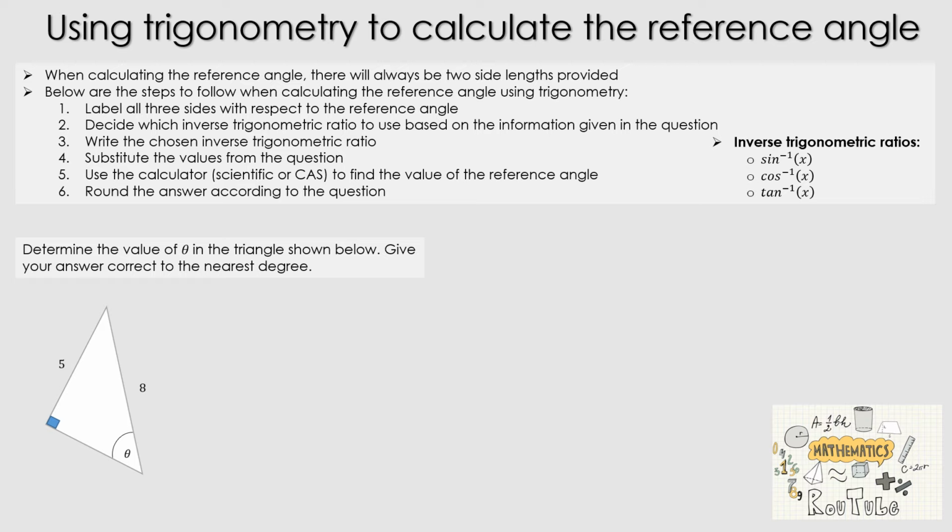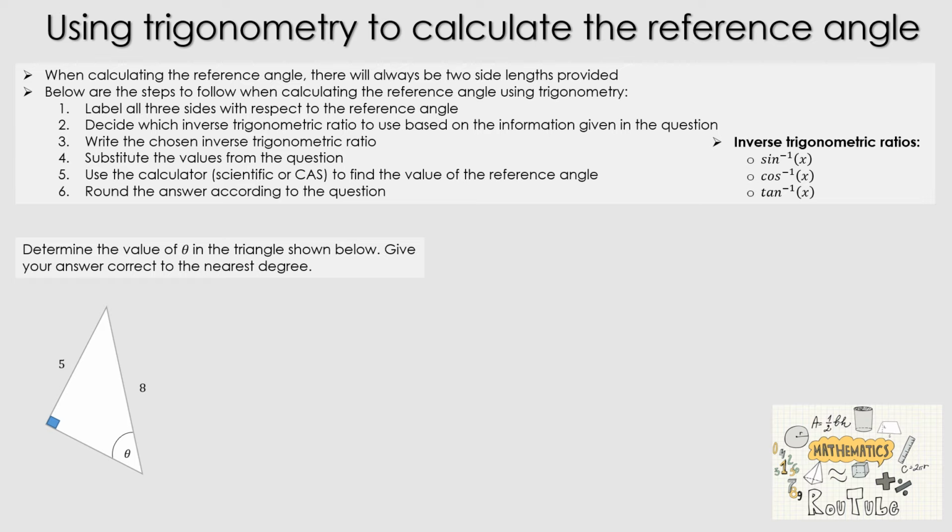So nearest degree just means the whole number. Often when you're asked to calculate an angle, it's generally to the nearest degree. Generally, but as always, read the question and round accordingly. Okay, so we're going to follow the steps.